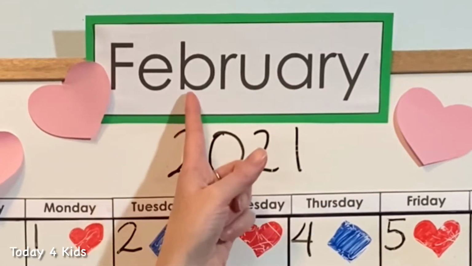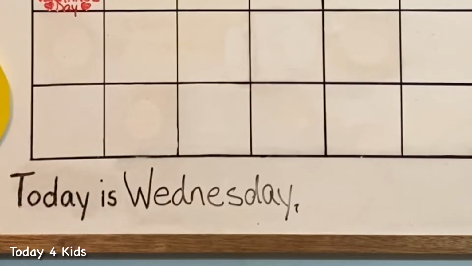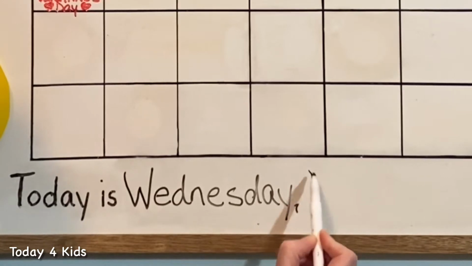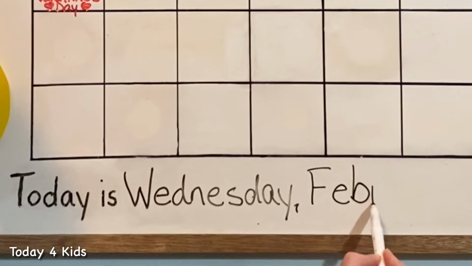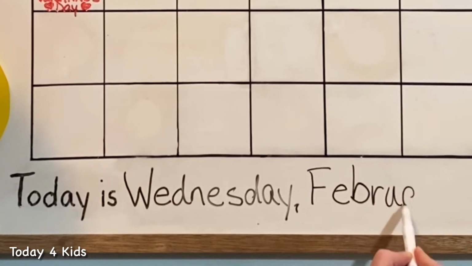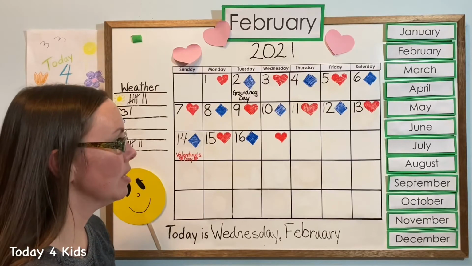F-E-B-R-U-A-R-Y. February. February. And we can put that into our sentence. Today is Wednesday, comma, and then February, capital F, E, B, R, U, A, R, Y. Next, we want to put in the number.